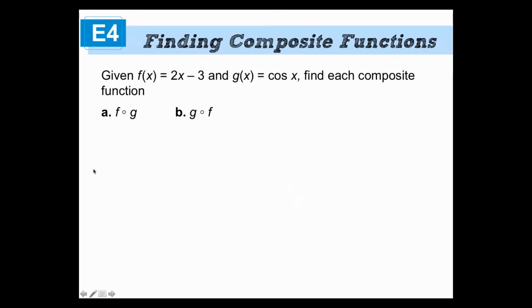Okie doke. So, let's do those two. We've got f of x defined as 2x minus 3 and g of x defined as cosine x. Tell me what is f of g and what is g of f?